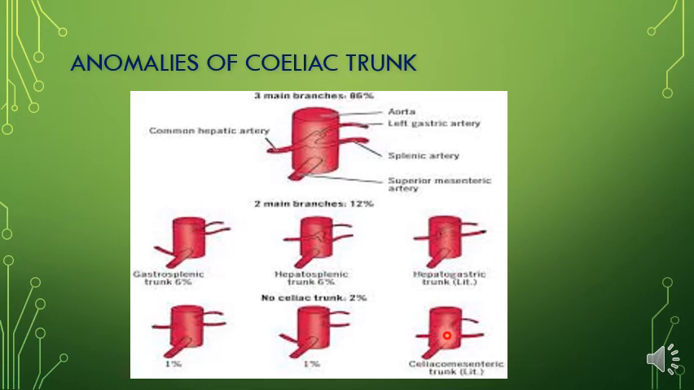So obstruction of the common hepatic artery proximal to the right gastric artery may save the liver from necrosis due to an establishment of collateral circulation between gastric and gastroepiploic arteries. But when the occlusion affects the hepatic artery proper, then the necrosis of the liver is invariable.